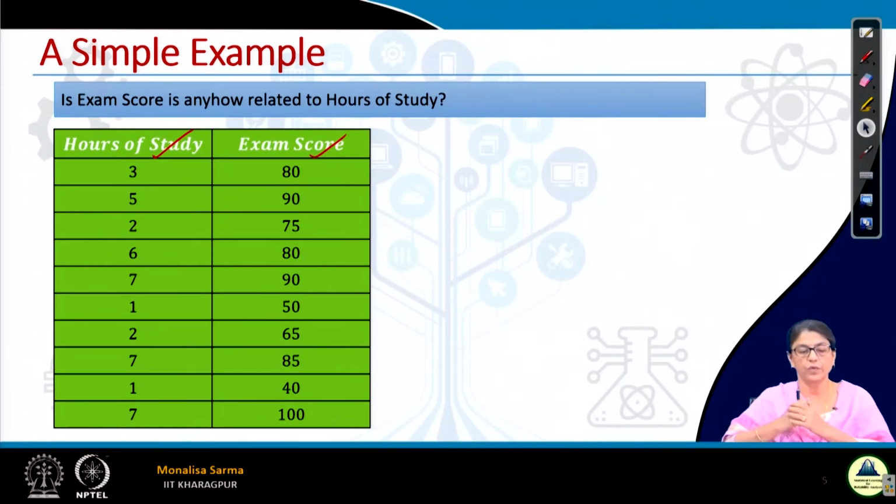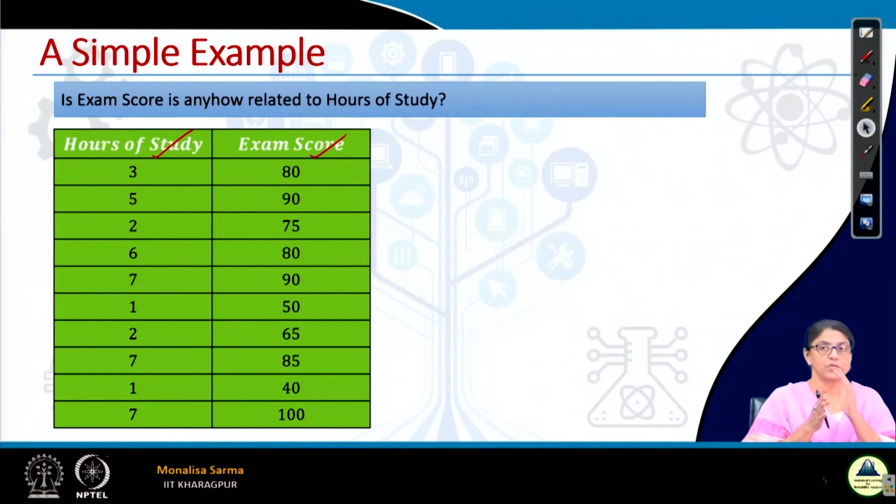Okay. So, I want to find out, is exam score anyhow related to the hours of study? Is there any relation between the exam score and hours of study? If I just want to find that, then I'll go to correlation analysis, right? Correlation analysis will tell me whether there is any relation, and if there is, what is the strength of the relation as well.